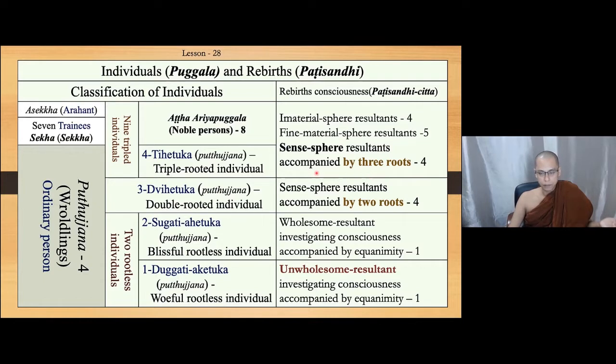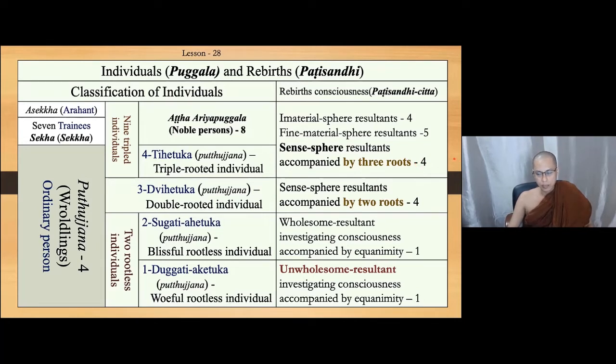But if we believe that we are Tihetuka, we can have only 4, and also all 4 cannot be at the same time at one person's rebirth linking moment. Only one of these 4 will take place at the moment of rebirth linking, and that same type will continue as the life continuum bhavanga during the lifetime, and at the last moment of his life, the same type of consciousness will take place to perform the Cuti-kicca, death.